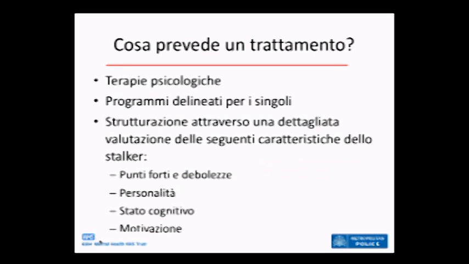What does treatment actually involve? Well, the last little bit of my talk, I'm going to give you a little bit of detail about treatment because I think it's important to understand what one means by this, particularly if one was going to advocate treatment for stalkers in the future. Well, it involves psychological therapies. It involves treatment programs which are tailored to the individual stalker's own needs. And it is constructed through detailed assessment of the stalker using the approach that I have outlined to you. And it's looking at the personal strengths and weaknesses of the individual, their personality, their cognitive style, and of course their underlying motivation.